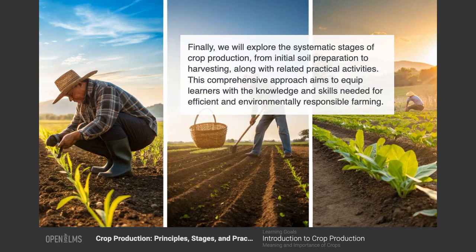Finally, we will explore the systematic stages of crop production, from initial soil preparation to harvesting, along with related practical activities. This comprehensive approach aims to equip learners with the knowledge and skills needed for efficient and environmentally responsible farming.